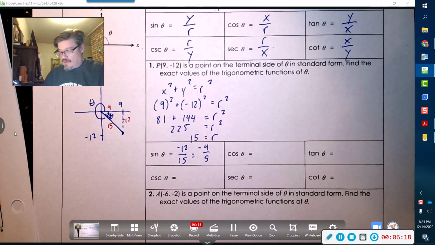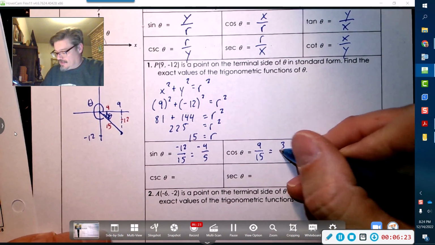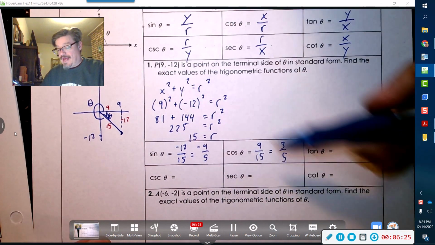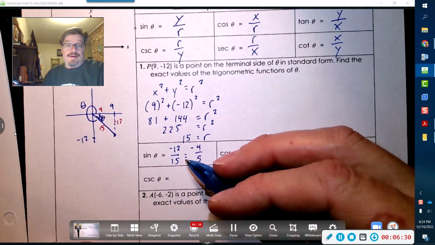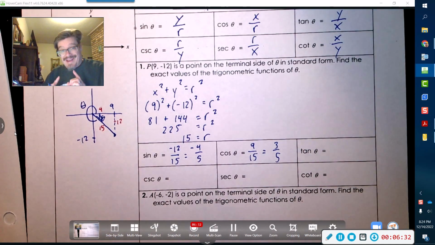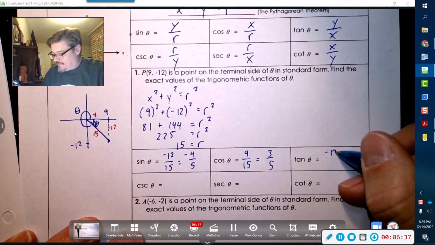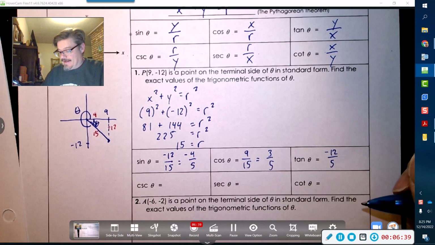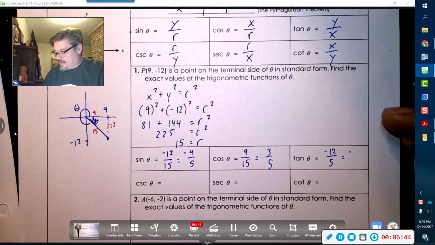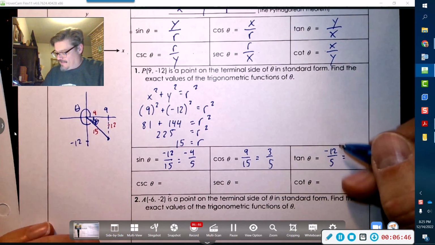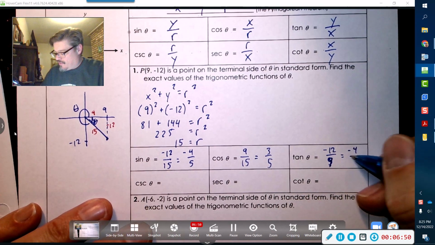All right, what about cosine? That was 9 over 15. Well, 9 over 15 reduces to 3 over 5. So that's actually positive here. The tangent is just the O over H, which now is the y over x. Our y coordinate is negative 12 over, not 5, the x coordinate is 9. 3 goes into both, that's negative 4 over 3.